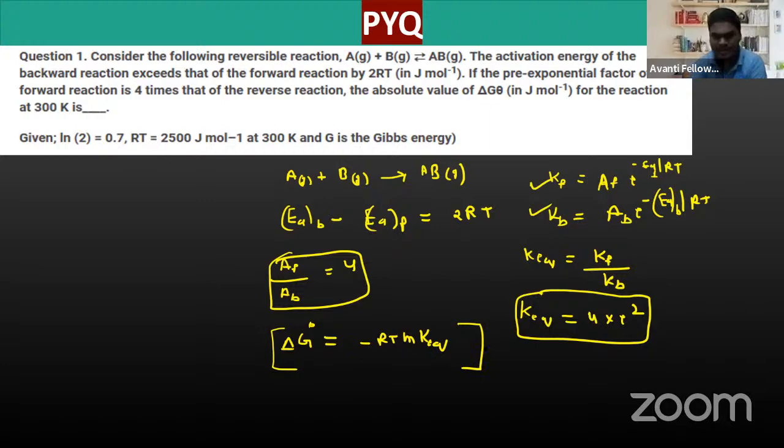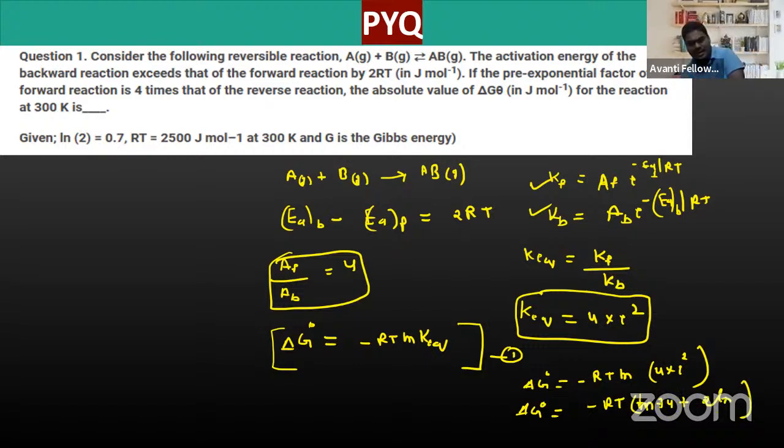Now you get the values, so just put the value in this equation. So what do you get? That is delta G naught is nothing but minus RT ln K, and K is equal to 4 into E square. Right. So we know the formula of delta G. What you will do, that is minus RT, and this is nothing but ln 4 plus 2 ln E. Right? ln 4 plus 2 ln E. So just put the value.